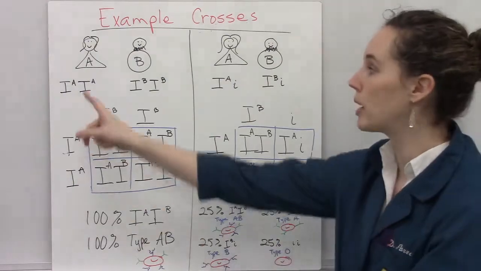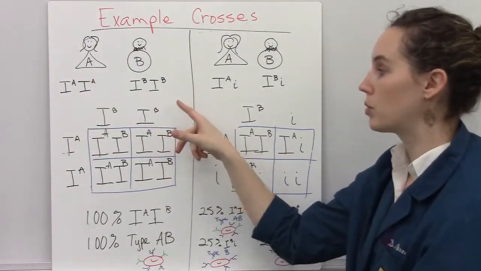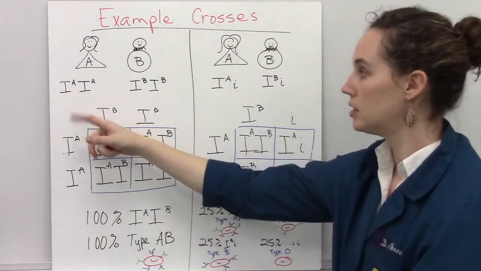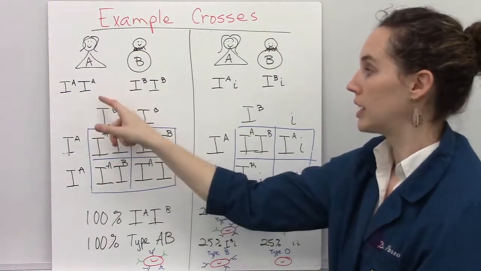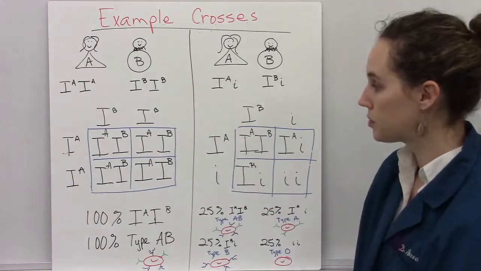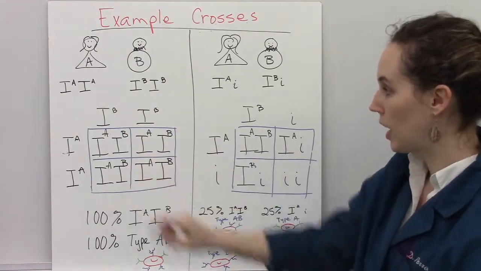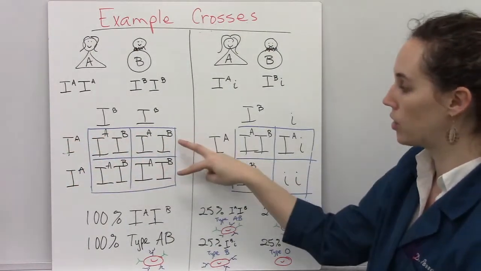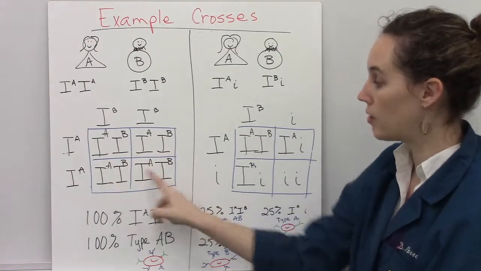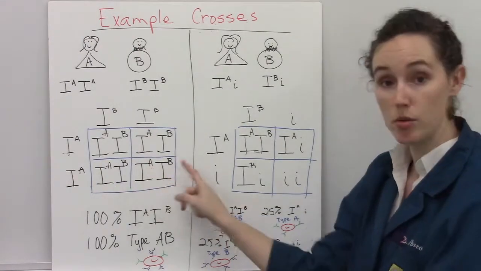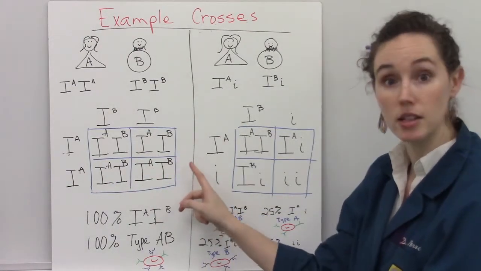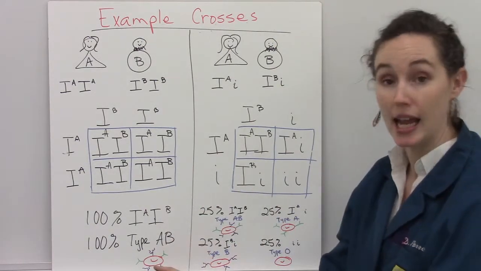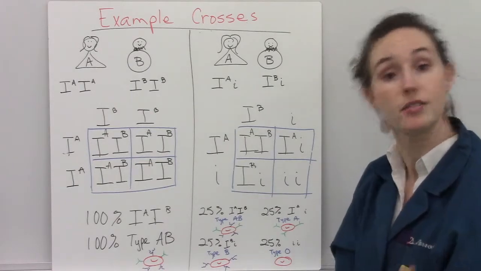If I cross two parents who are both homozygous for their glycosyltransferase, so my mom is homozygous A, my dad is homozygous B, when I cross them, I bring the dad's sperm alleles down and the alleles in the mom's eggs over. 100% of my offspring are heterozygous. They have both the A and B alleles. So all of their blood cells will have both A and B antigens, and they'll be said to have type AB blood.